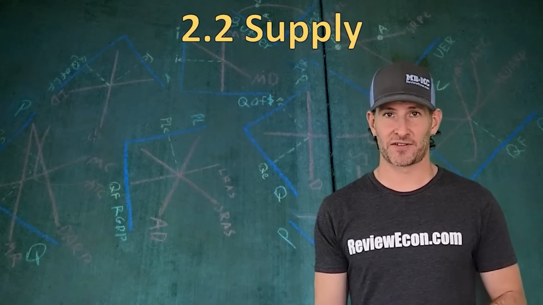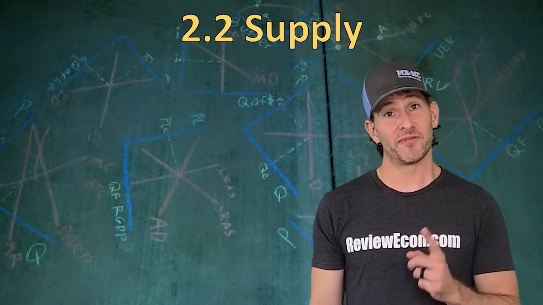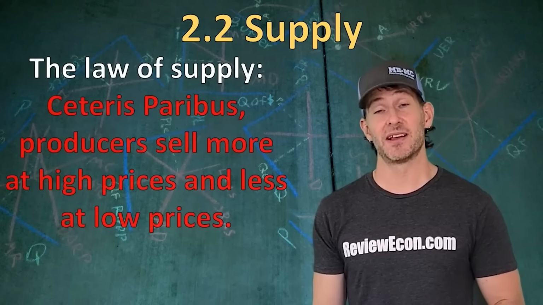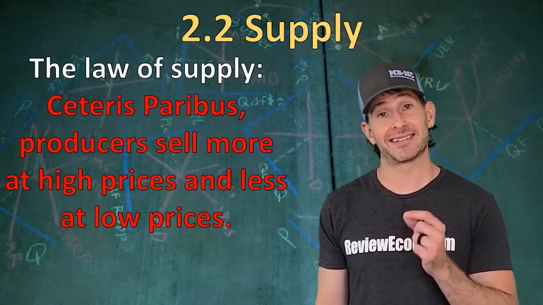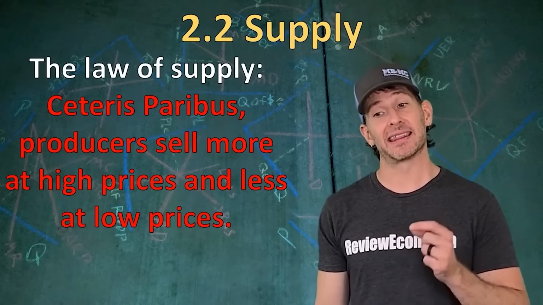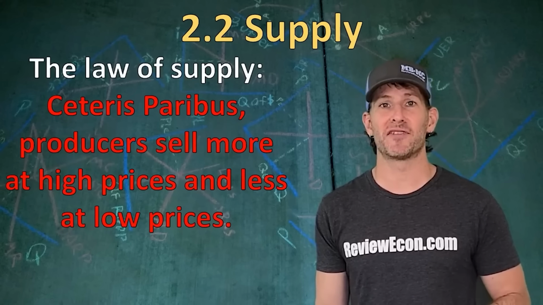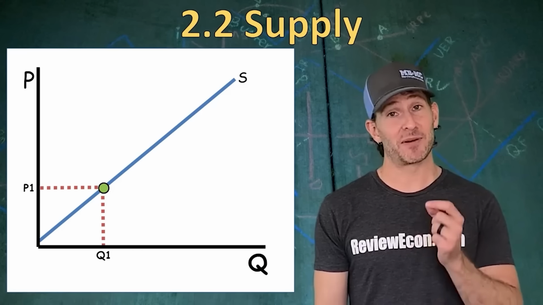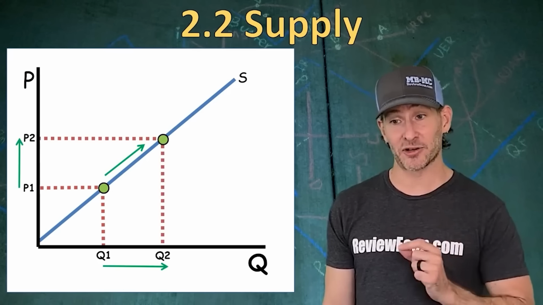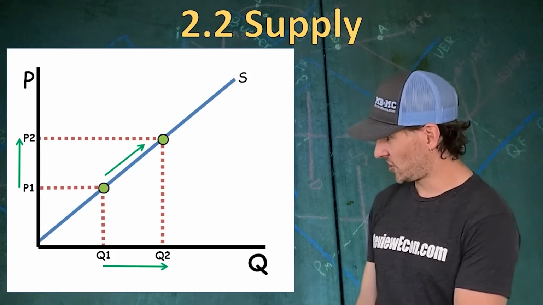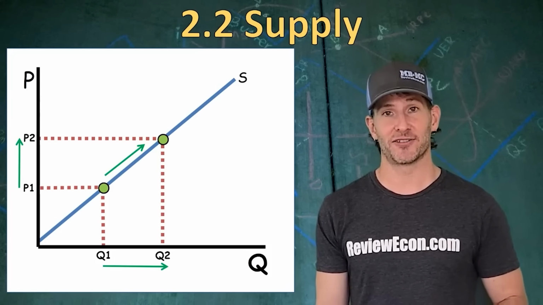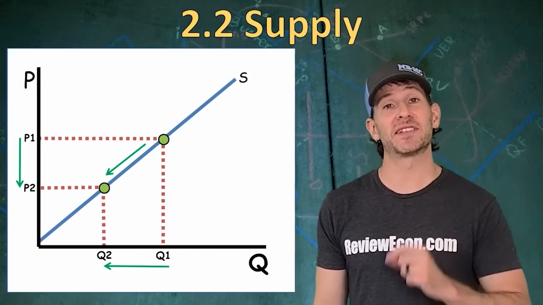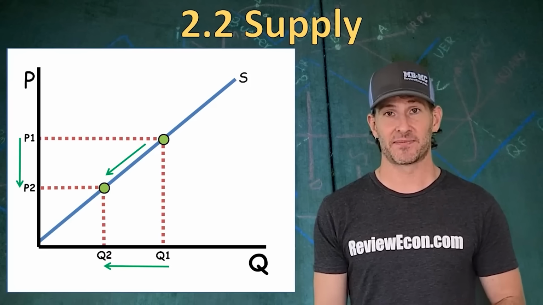Now let's talk about supply curves. Supply curves are the opposite of demand curves. Before, there was an inverse relationship between price and quantity. With supply, there's a direct relationship. Ceteris paribus, producers produce and sell more at high prices and less at low prices. It's true so often, it's the law of supply. It gives us an upward sloping supply curve. And when prices go up, we see an increase in the quantity supplied, shown as movement up that supply curve. If price goes down, it shows movement down that curve, which gives us a decrease in the quantity supplied.